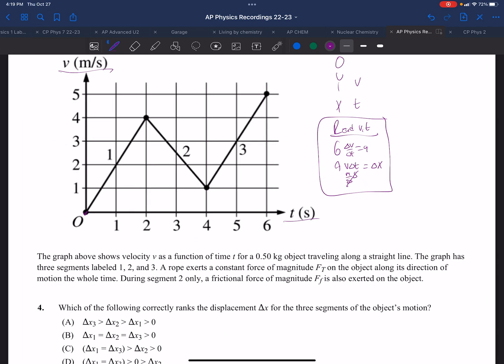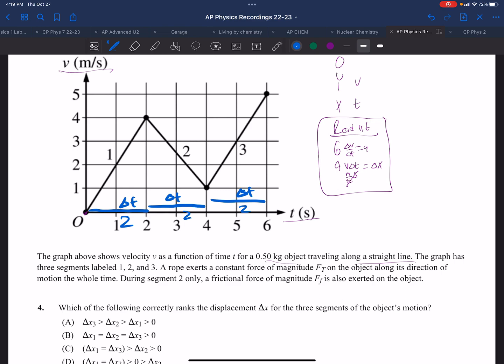So we've got a function of time for an object traveling along a straight line, segments 1, 2, and 3. Let's highlight these segments. There's segment 1, there's segment 2, and there's segment 3. We might notice then that the delta t's are equal. All three are 2 seconds.